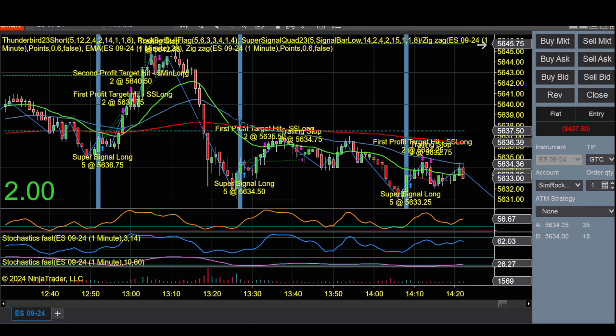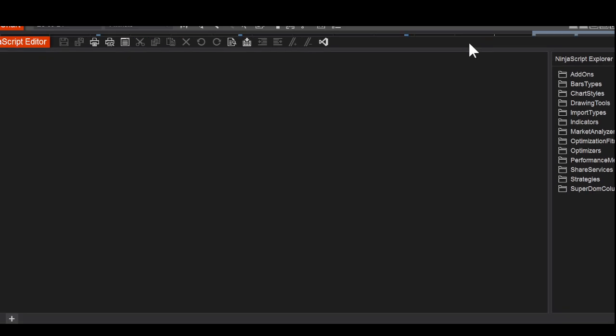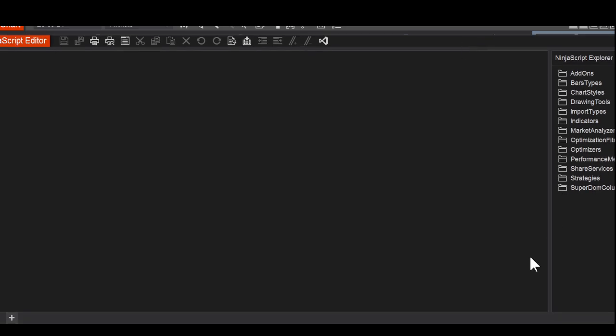Let me see here where it goes. I want to go to NinjaScript Editor. Now we're going to try to get this formula transferred over to the TradingView platform. And I know that's been kind of a sticking point. I would love to get that transferred over.